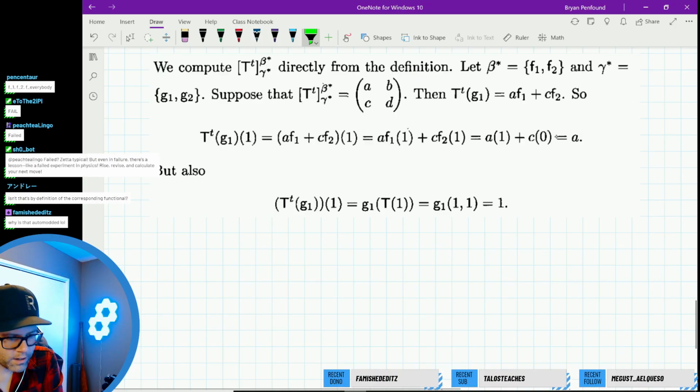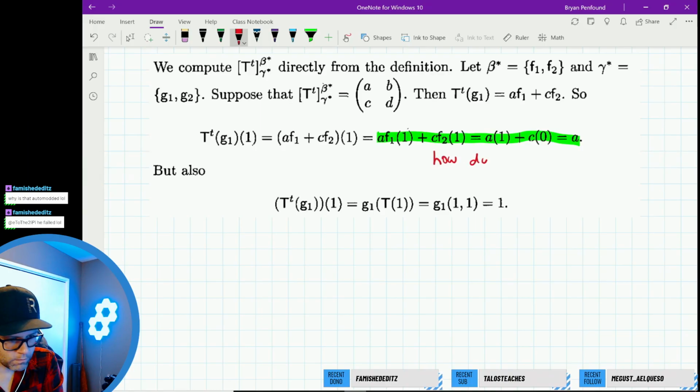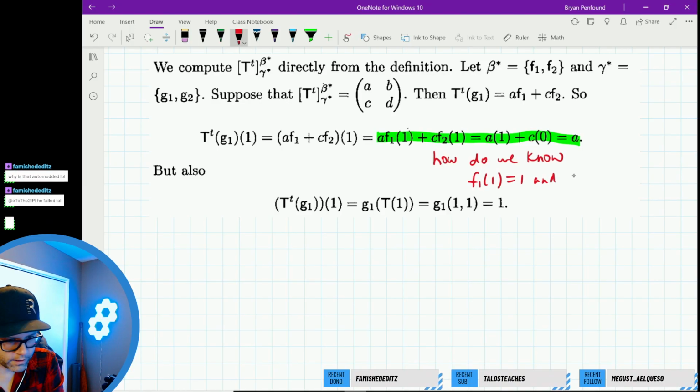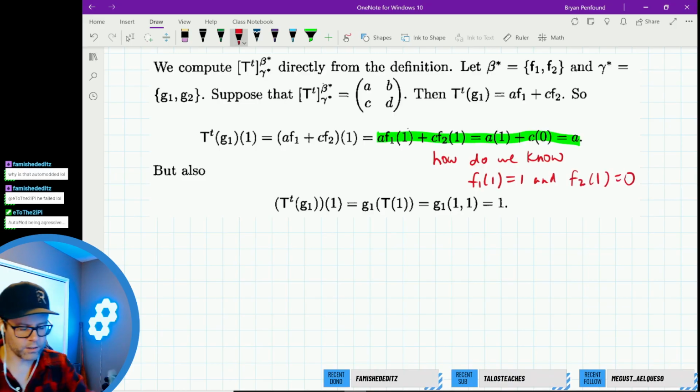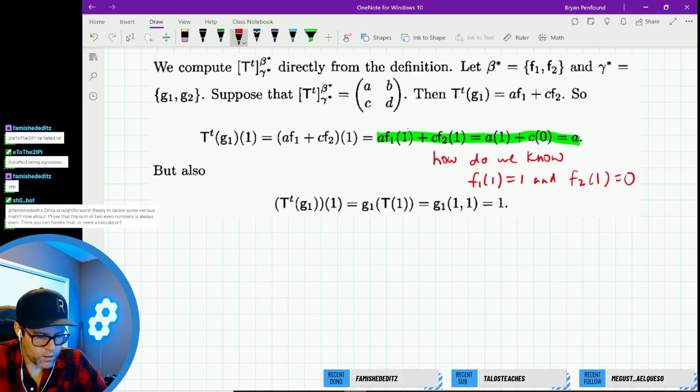So my question that I need to pose is how do we know that F1 at 1 is 1, and F2 at 1... Oh, is this Kronecker delta? This is Kronecker delta, isn't it?